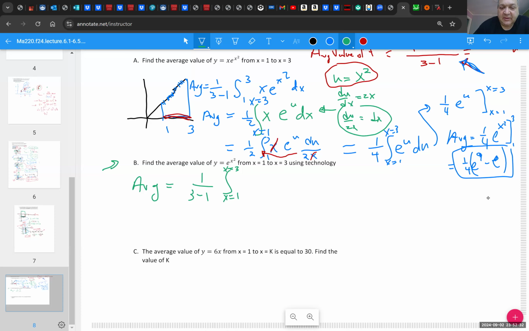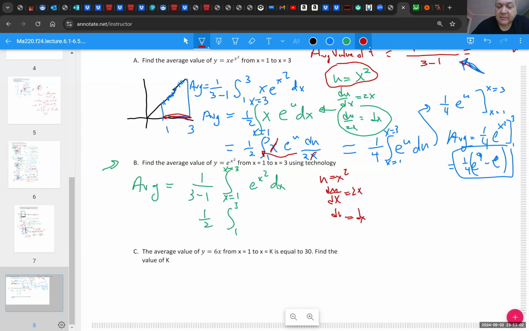And the function itself is e to the x squared times dx. And that's the average value function. So 1 over 3 minus 1 is 1/2, of course. And then we have to anti-differentiate this e to the x squared type thing. So you could try the same deal you did before with u equaling x squared. And that gave us du/dx is equal to 2x, or dx is equal to du over 2x.